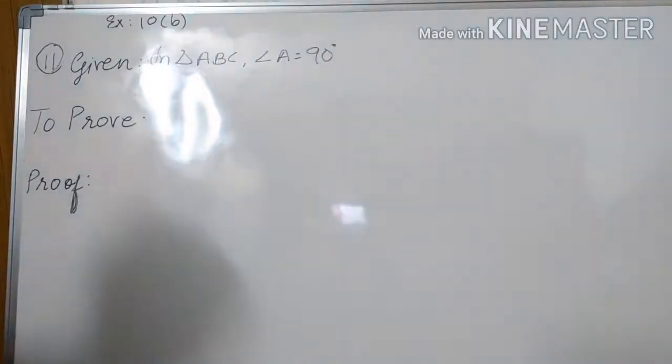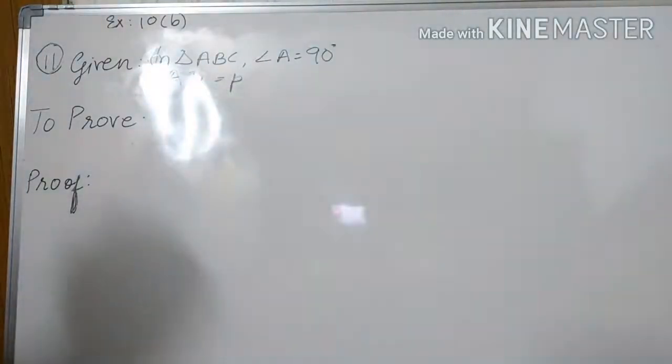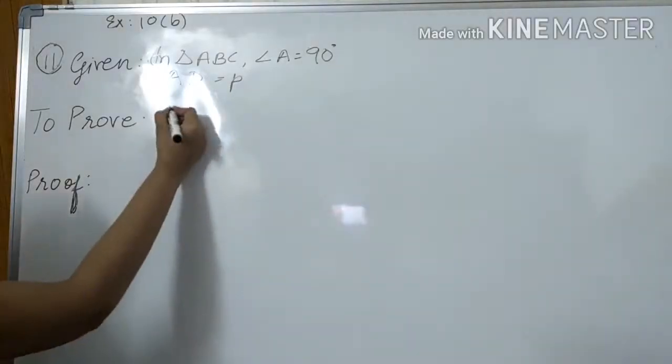See, whatever they are giving, we have to write. P is the length of perpendicular from A on BC. So we can write AD is equal to P. This is the length from A to BC. And show that. So that we will write here in prove that part.